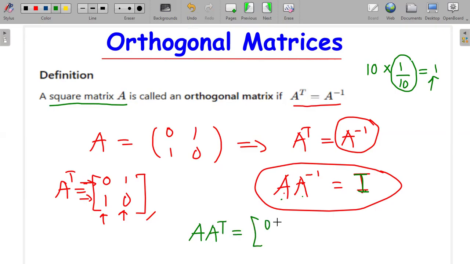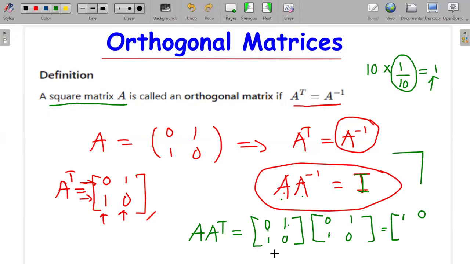So this will give me 0, 1, 1, 0, multiplied by the A transpose, which is 0, 1, 1, 0 as well. Let's multiply. I know you know how to multiply matrices, right? You do a row by column. So it will be 0 multiplied by 0, that's just going to be 0, and then 1 multiplied by 1, so 0 plus 1 will be 1. 0 multiplied by 1 is 0, plus 1 multiplied by 0 is 0 again, so I write 0. Now I've moved to this row: 1 multiplied by 0 is 0, plus 0 multiplied by 1 is 0, so I put 0 there. Then 1 multiplied by 1 plus 0 multiplied by 0 will be 1.